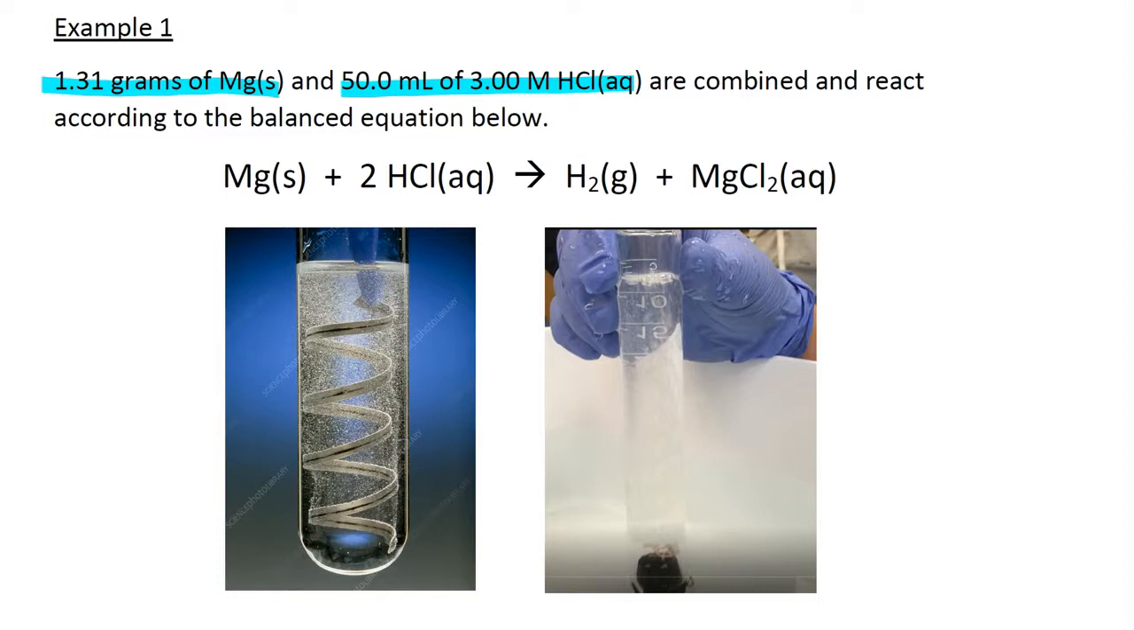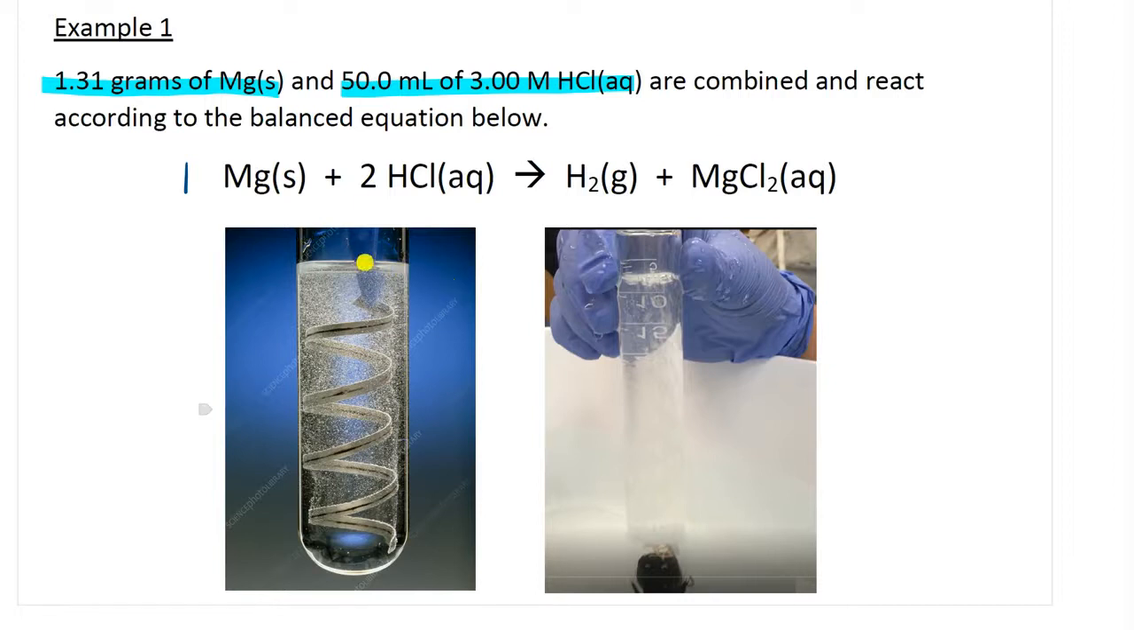We can see here that the coefficient of magnesium is 1 and the coefficient of the hydrochloric acid is 2. So for every 1 mole of magnesium solid, 2 moles of hydrochloric acid are going to react with it. They're always going to combine in that ratio. And they're always going to make 1 mole of hydrogen gas and 1 mole of magnesium chloride aqueous solution. So that's our recipe. For every 1 mole of magnesium, 2 moles of hydrochloric acid react with it, and they'll produce 1 mole of hydrogen gas and 1 mole of magnesium chloride.